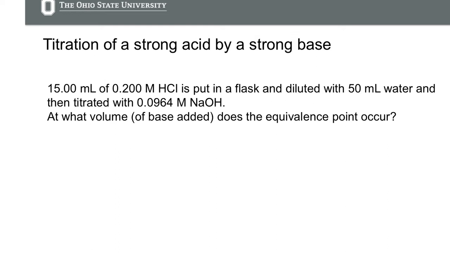So it's a good idea, when you're doing these types of problems, to be mindful of where the equivalence point is. It may be a quick calculation that you want to do. And so I'm going to start with that. Okay? So let's say we have 15 milliliters of 0.2 molar HCl. We put that in a flask and dilute with 50 milliliters of water. Then we titrate with 0.0964 molar sodium hydroxide. I think this example ties in with a video I have on YouTube, so I'll link that on Carmen.